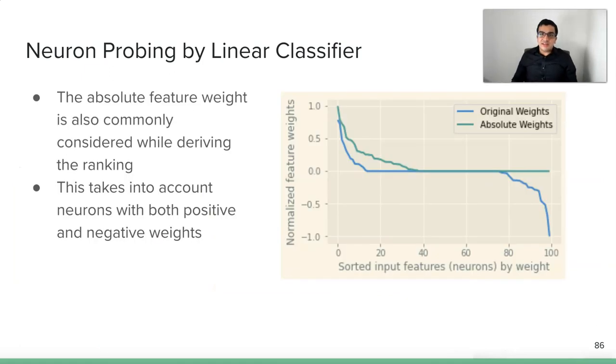Another detail that is considered by some authors is to use absolute weight values from the classifier instead of raw weights. Ignoring the sign of each weight value enables looking at neurons with both positive and negative weights equally, which can be useful for the analysis of some models.